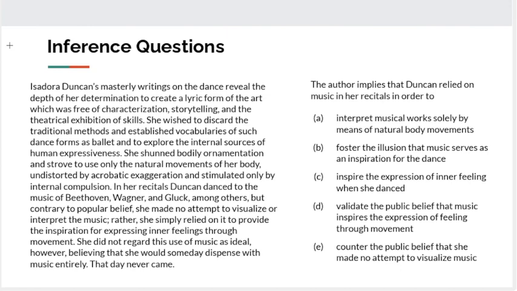That day never came. Okay, so it's an inference question. We know that because of this word implies. So what does the author imply? She relied on music in her recitals in order to do what? So we're going to find that down here, and we see the word relied. So that's our clue. She relied on the music to provide inspiration for expressing inner feelings through movement. So that's going to form the basis for our approximate answer, to provide inspiration for expressing feelings.